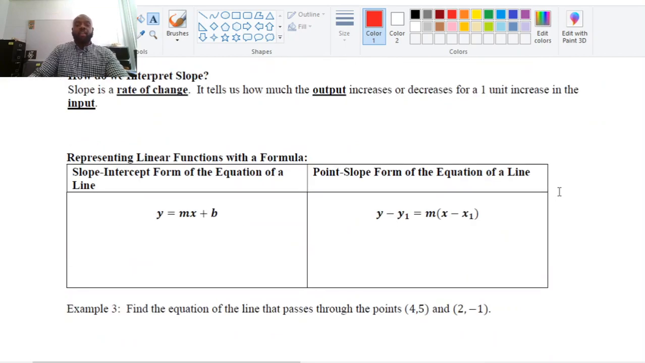When we start to think of slope in interpretations to real life problems, this is how I like to think about it, right? Your slope is a rate of change, right? It's a rate. It's a division of 2 quantities, a change in y over a change in x. Usually when we divide 2 quantities, we call it a rate. And since it's the division of 2 changes, we call it a rate of change, right? It specifically tells us how much the output, or your y, increases or decreases for a 1 unit increase in your input.